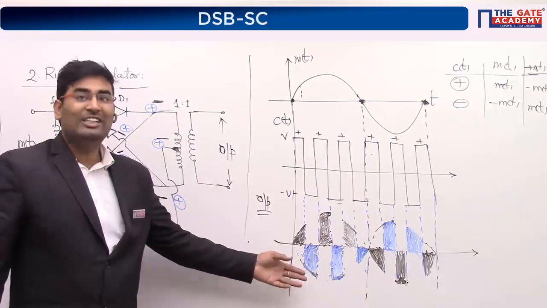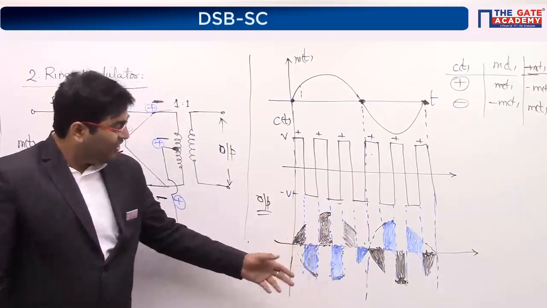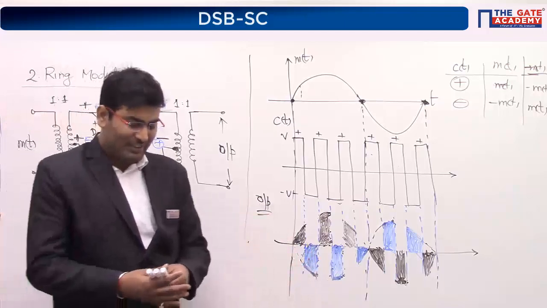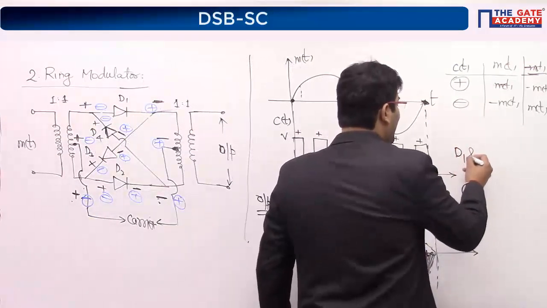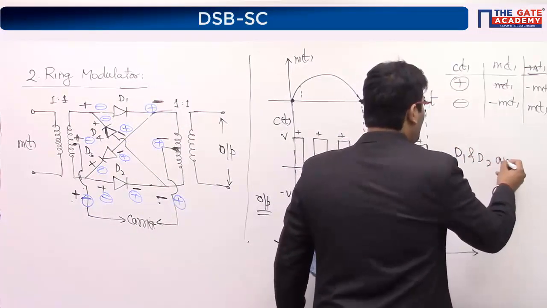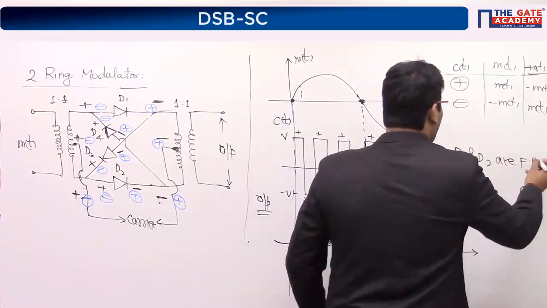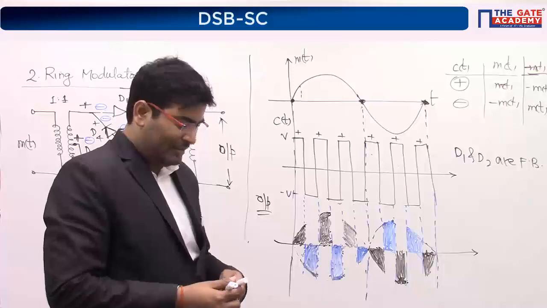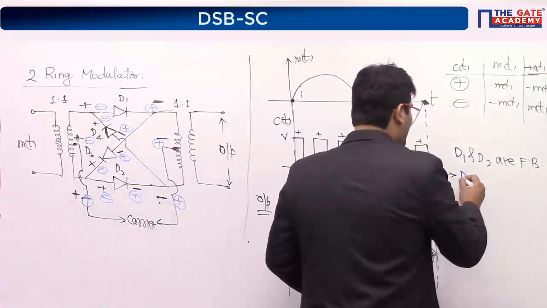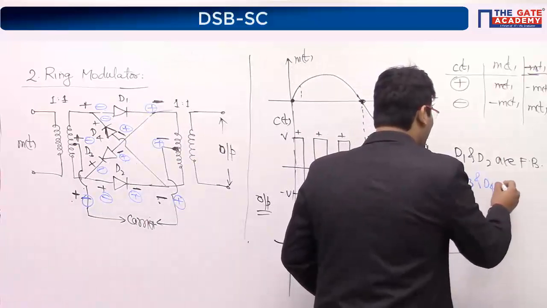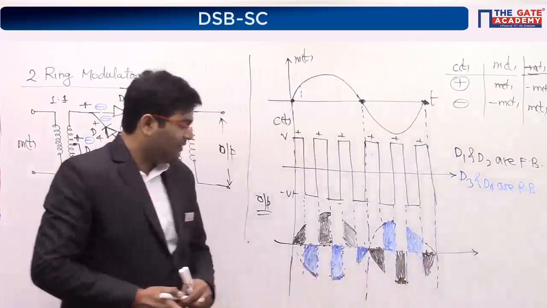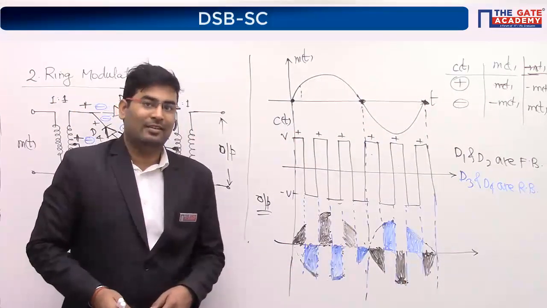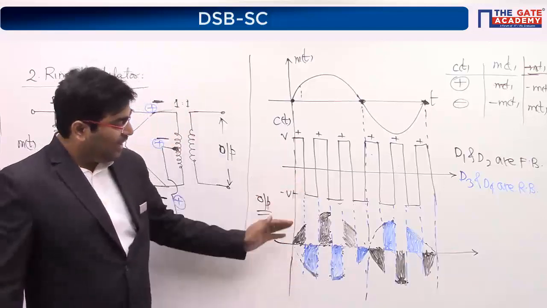This is how you'll get it, guys. Now you can clearly see the beauty of this. The black one, I'm writing diode D1 and D2 are forward biased. And wherever you see the blue one, it means diode D3 and D4 are reverse biased. Amazing, right? Did you see how you are getting it?